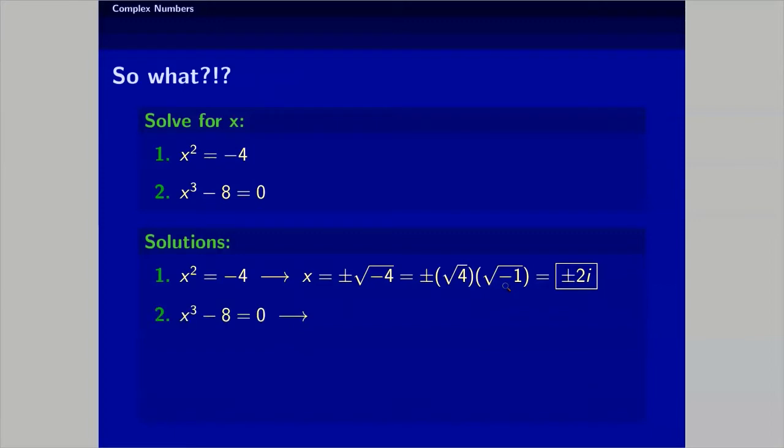Alright? Let's move on to number 2. We have x cubed minus 8 equals 0.